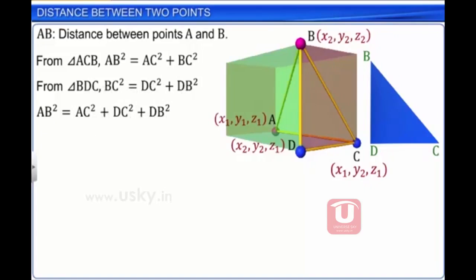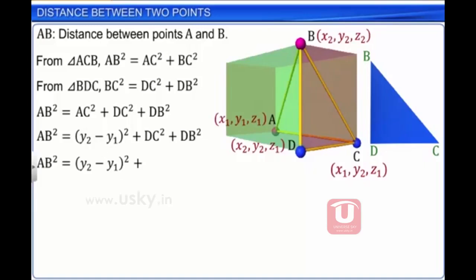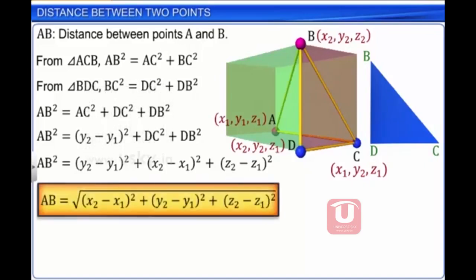As we can observe, length AC is given by y2 minus y1. Similarly, length DC is given by x2 minus x1 and DB is given by z2 minus z1. Hence, the distance between any 2 points is as shown. As a special case, the distance of a point from the origin can be found as shown.